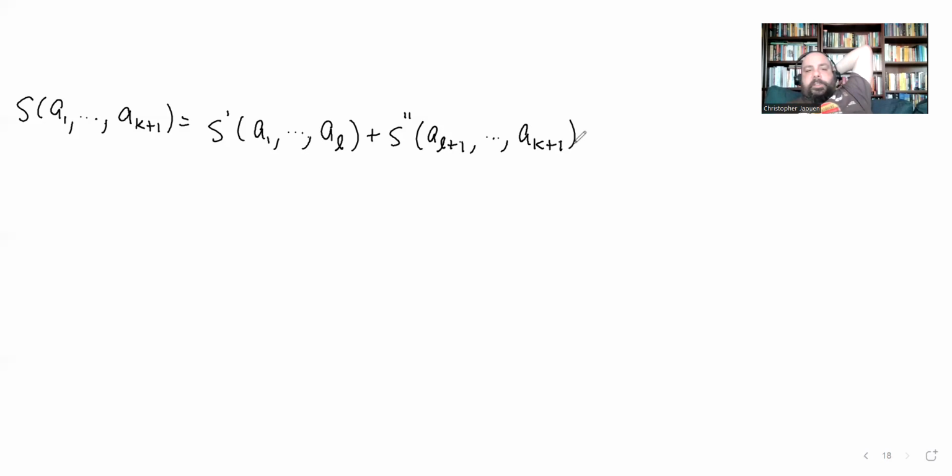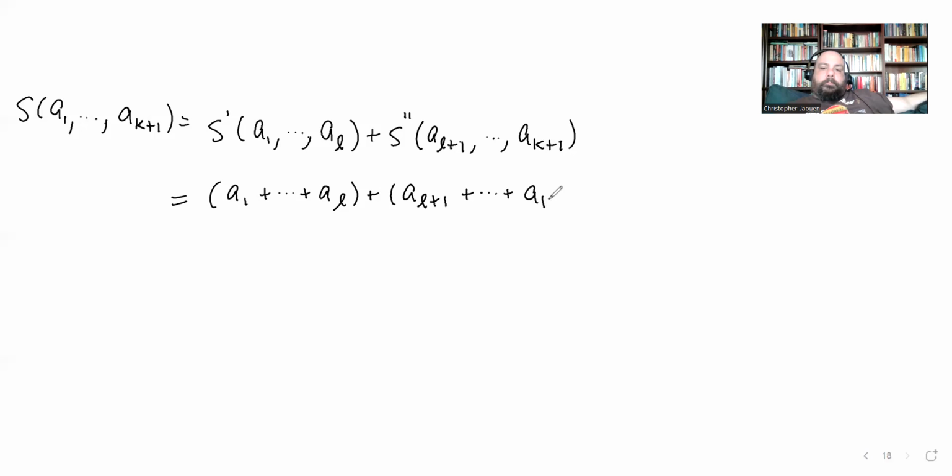Okay. Now each of these sums, the S prime and the S double prime, are sums of less than k terms, right? So this is equal to a1 plus al plus al plus 1 plus dot dot dot plus ak plus 1 by inductive hypothesis.